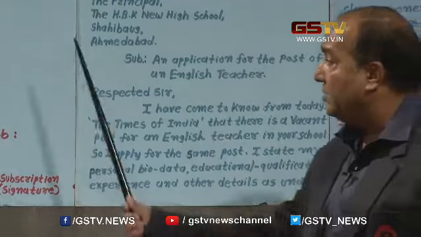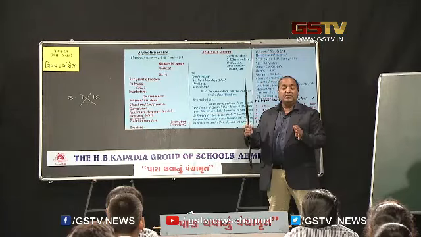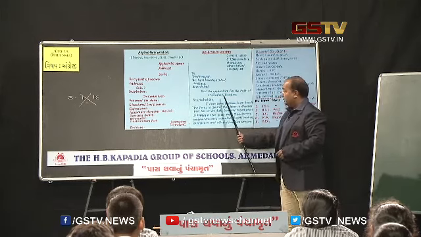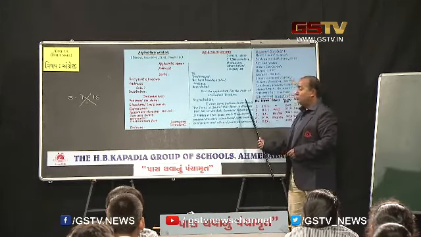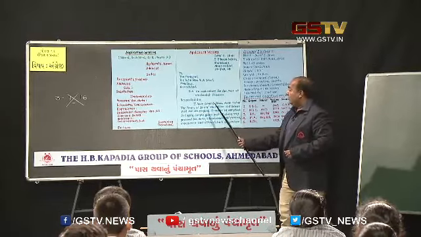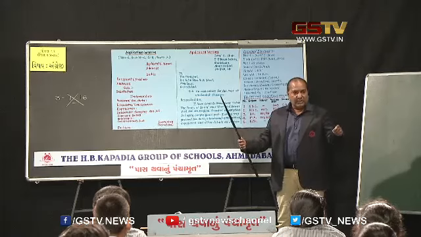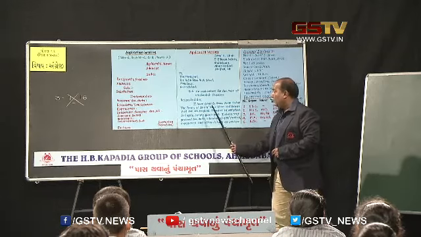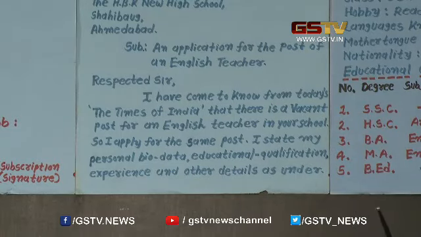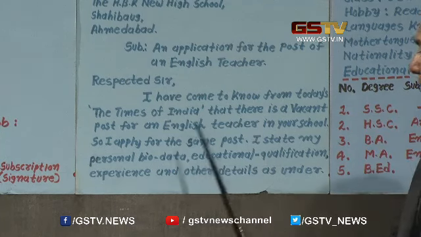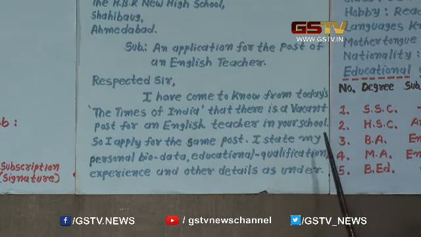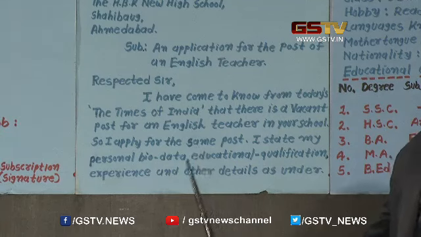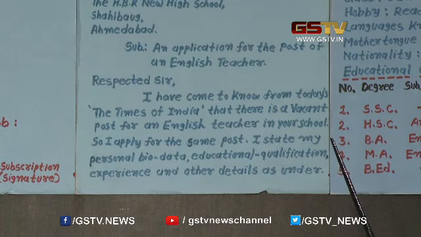After that, we should write the body of the application, the main paragraph of our application. For example: I have come to know from today's newspaper, the Times of India, the Gujarat Samachar, the Sandesh, whichever is given in your question paper, that there is a vacant post for an English teacher in your school, in your company, in your firm, in your institute, etc. So, I apply for the same post. I state my personal biodata, educational qualifications, experience and other details as under.